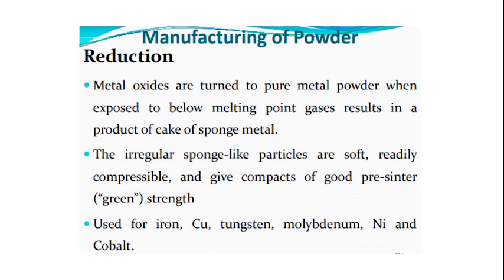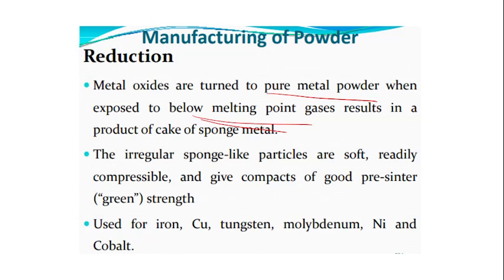Then next, second is reduction. Reduction is also a process to produce the powder. So what is reduction here? Metal oxides are turned to pure metal powder when exposed to below melting point gases, resulting in a cake of sponge metal. We have seen the reduction process in chemistry, it is somewhat like that. The metal will be exposed to a temperature below the melting point, and that will result in a cake of spongy metal.